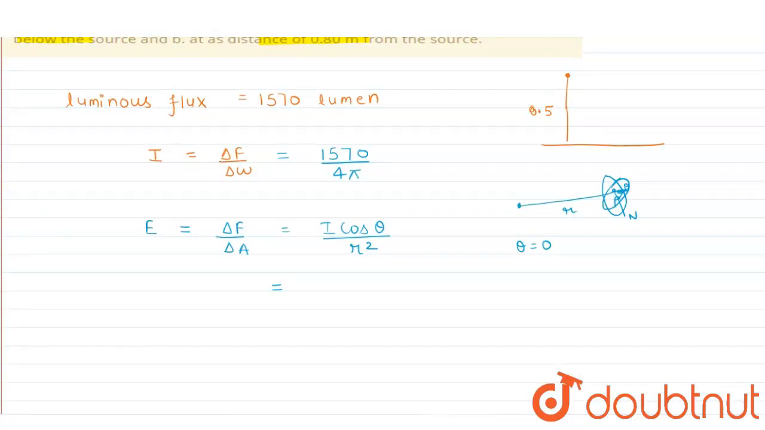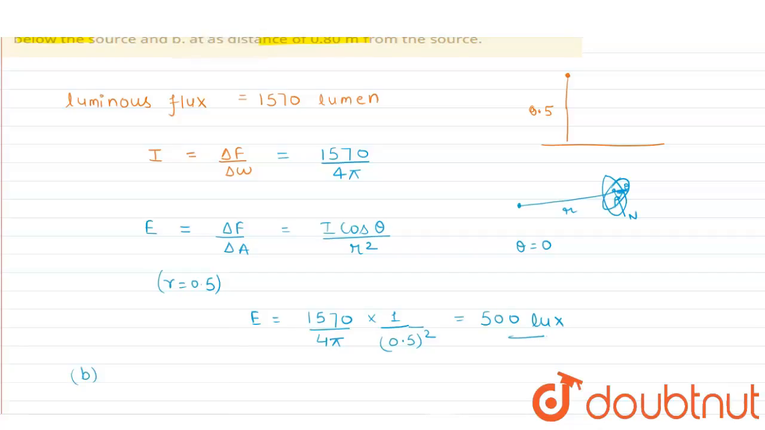So here R is given as 0.5. This is given. So E is equal to, intensity is 1570 over 4 pi, into 1 upon 0.5 square. So here illuminance is 500 lux.